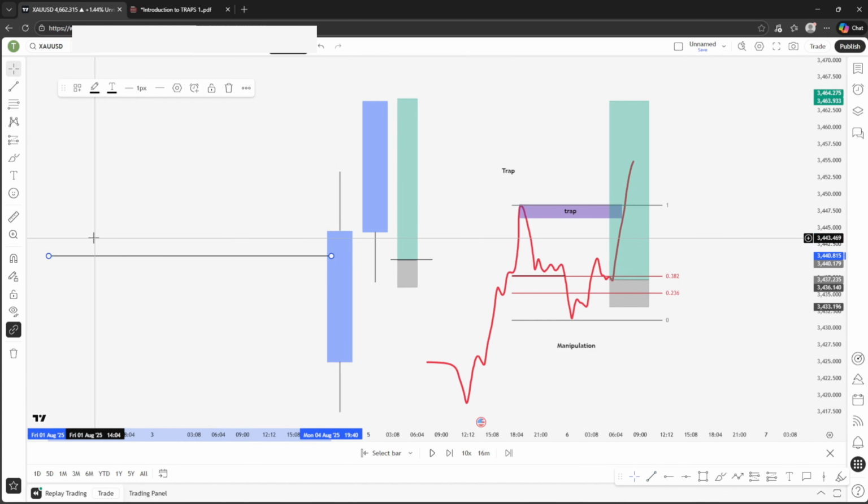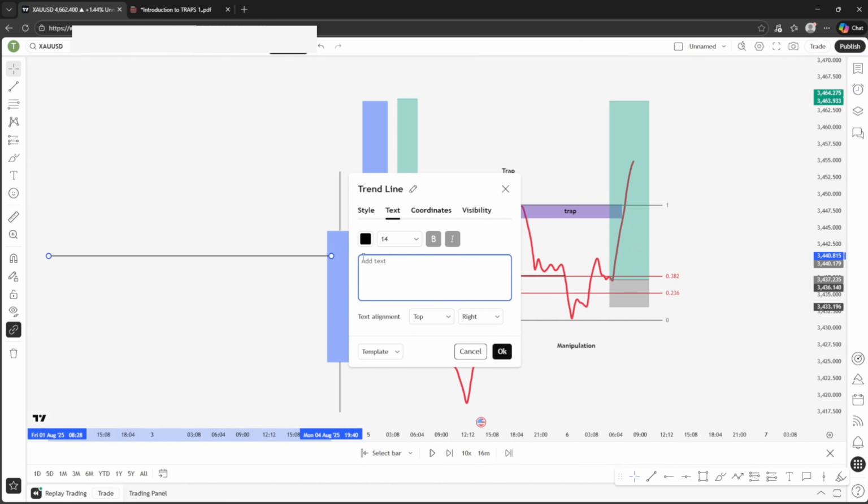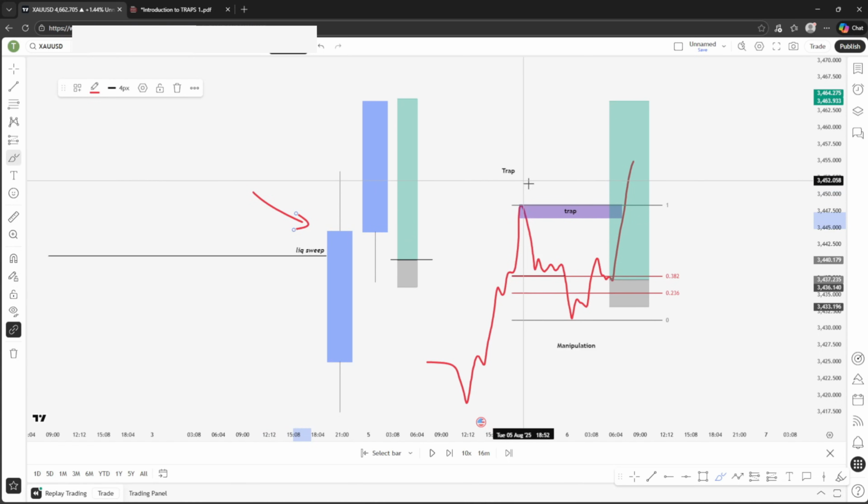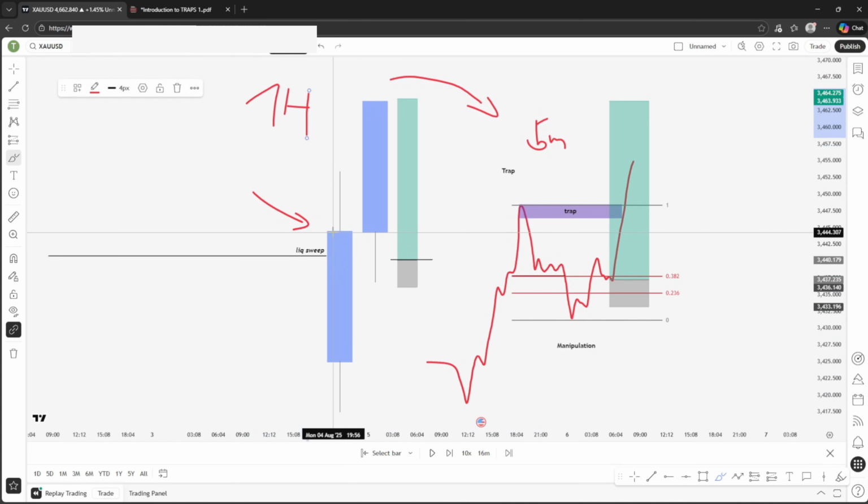So let's say we got some type of high on the left. Okay, so we swept the high. This will be called a liquidity sweep. Then, let's say, for example, this is a 1H candle. Okay, so this is 1H. This could be like 5 minute. Okay, so this price action on 1H is the same price action as this on a 5 minute. So we closed at this point. So we marked the closing price.